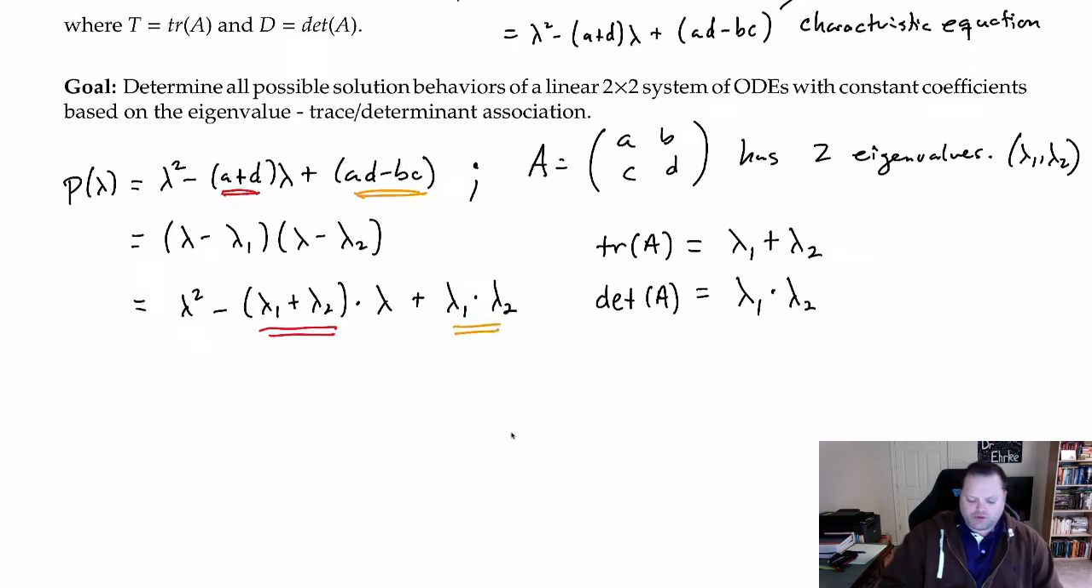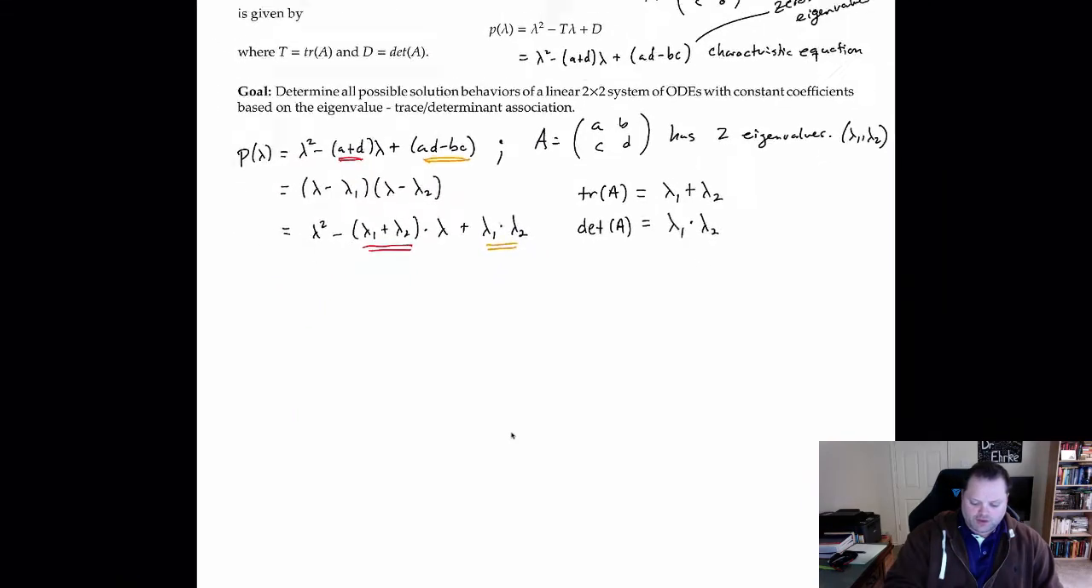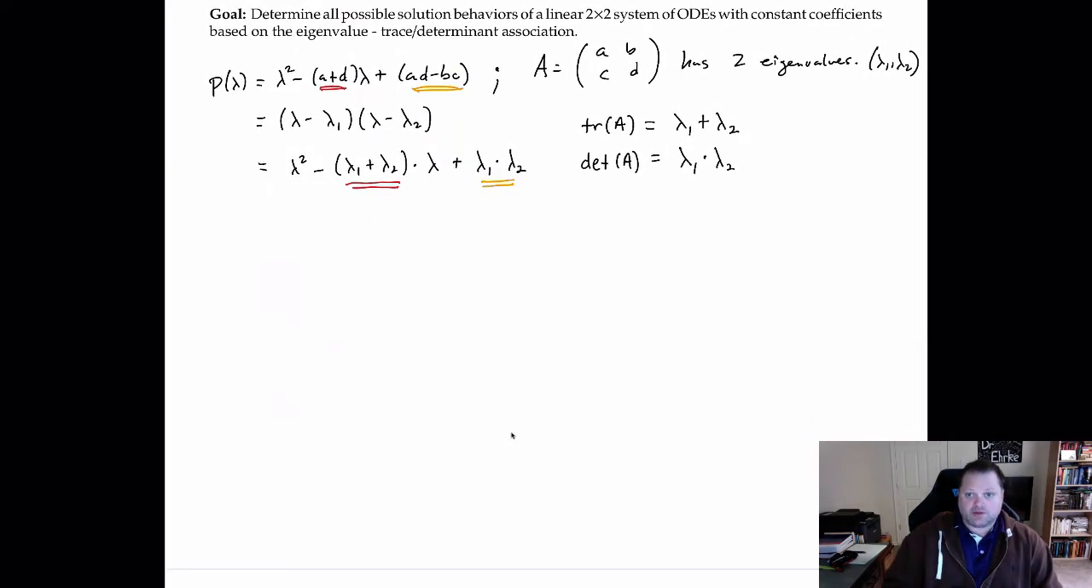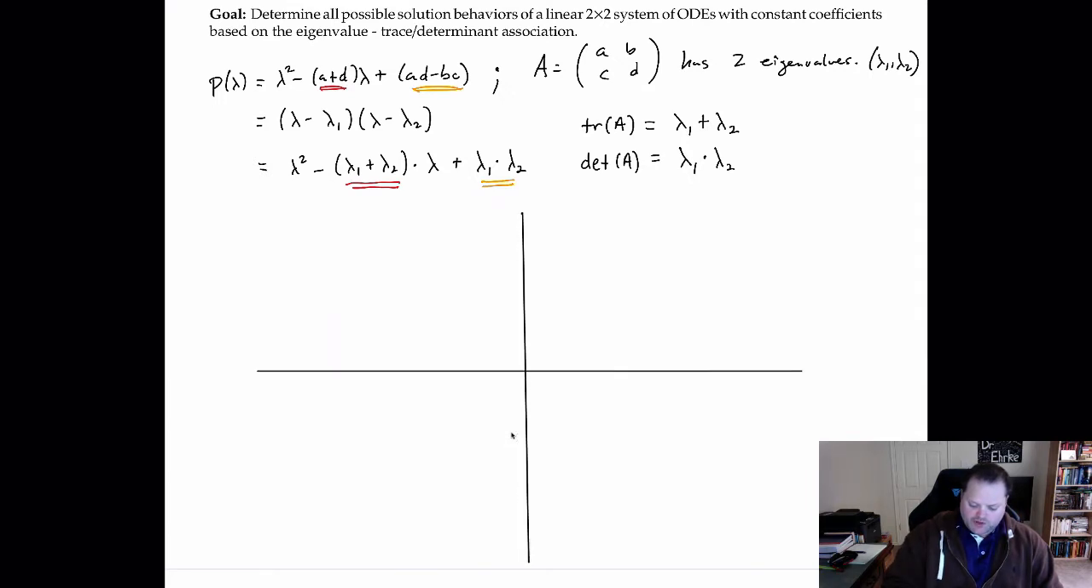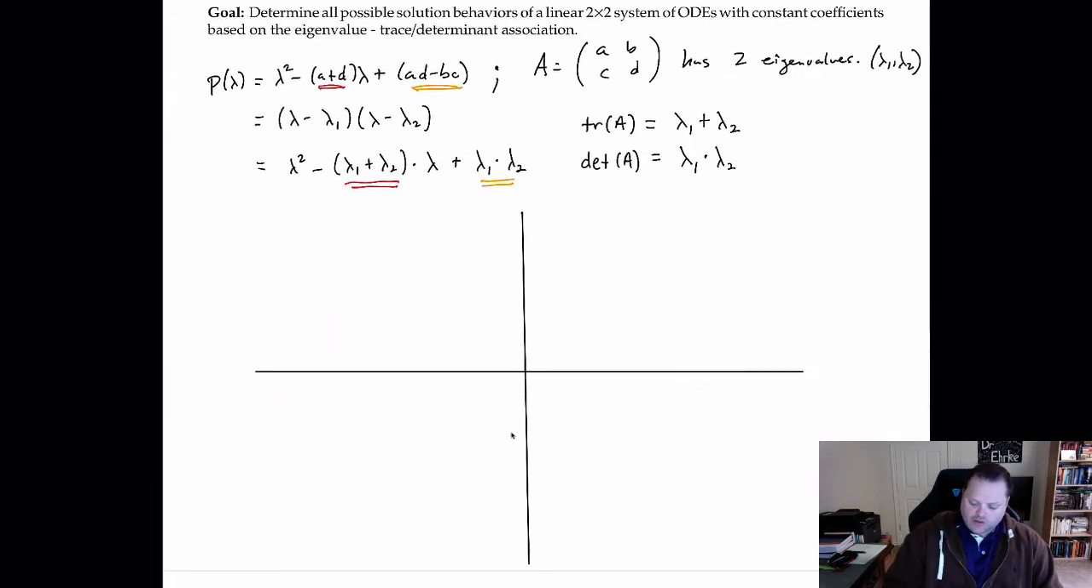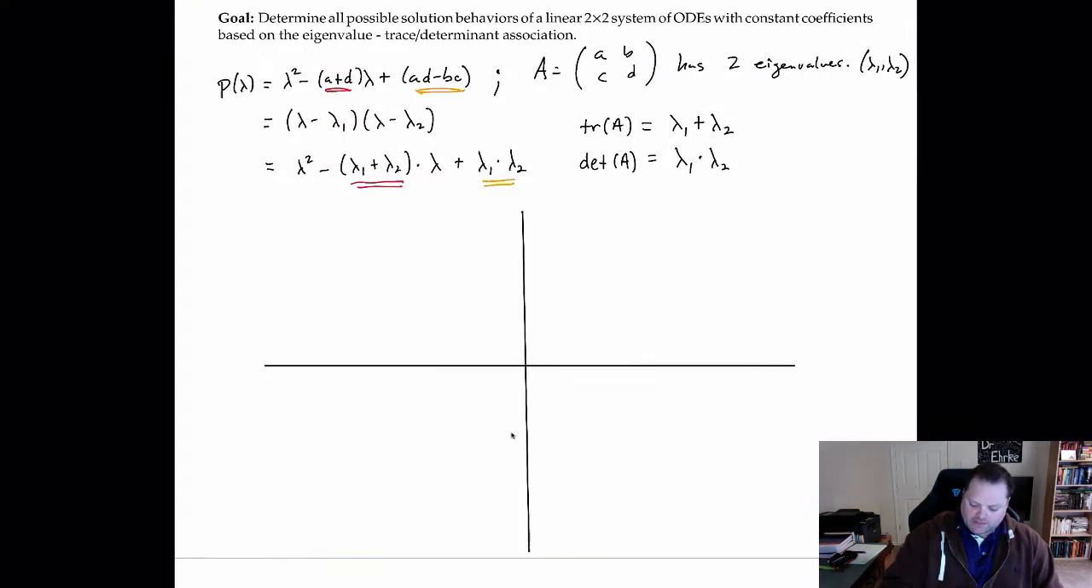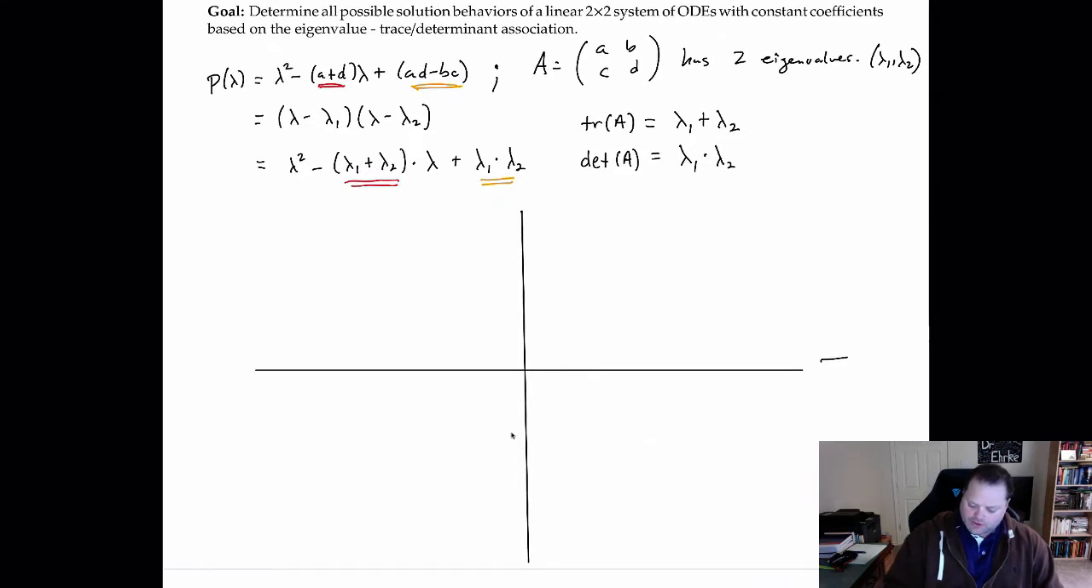So using all that to our advantage, I'm going to plot kind of an interesting plot here, something called the trace determinant plane. So along this axis, I will list the trace of the matrix. And along this axis, I will list the determinant of the matrix. So this is called the trace determinant plane.